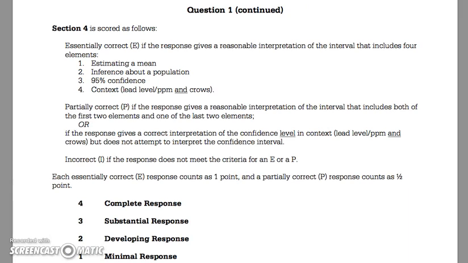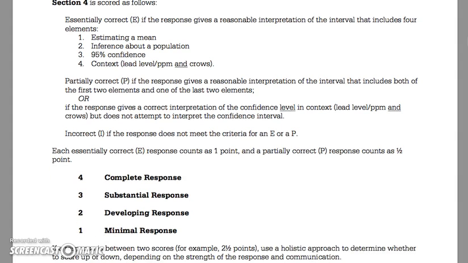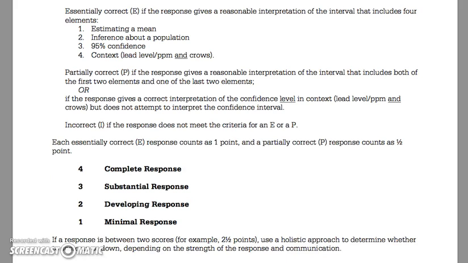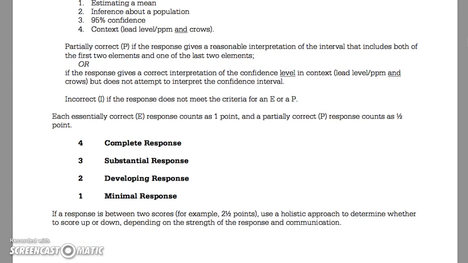Section 4. Essentially correct if the response gives a reasonable interpretation of the interval that includes 4 elements: 1. Estimating a mean. 2. Inference about a population. 3. 95% confidence. 4. Context: lead level, ppm, and crows. Partially correct if the response gives a reasonable interpretation of the interval that includes both of the first 2 elements and one of the last 2 elements, or if the response gives a correct interpretation of the confidence level in context, lead levels, or parts per million, but does not attempt to interpret the confidence interval. And lastly, incorrect if the response does not meet the criteria for E or P.